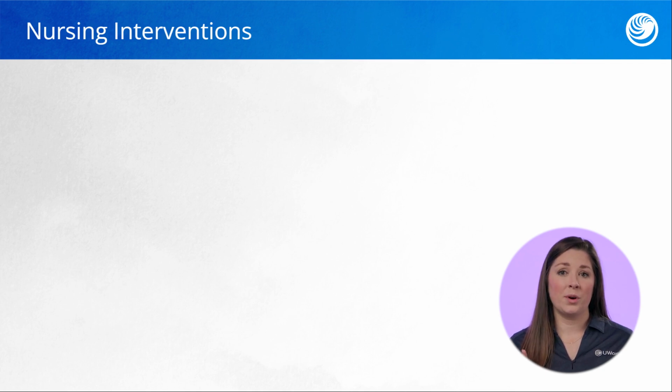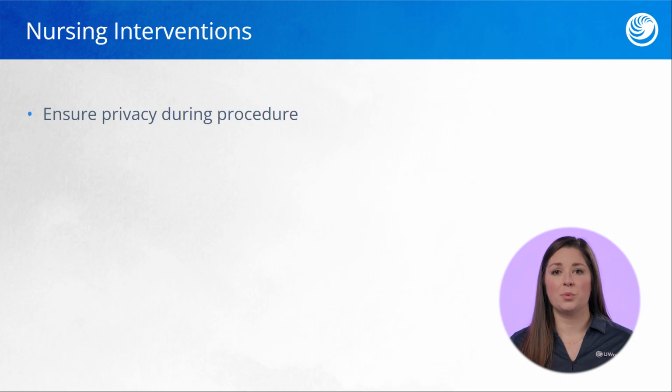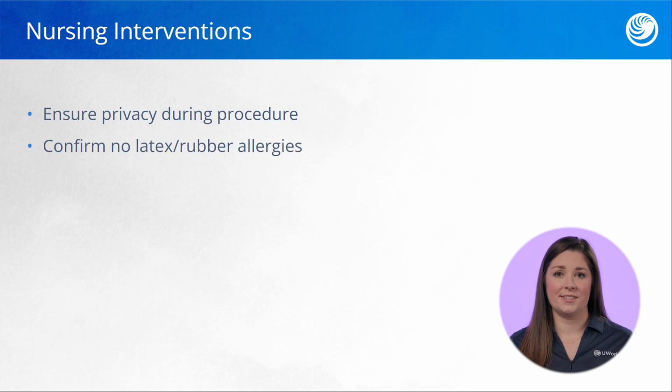One of the number one priorities is to ensure that the client has privacy throughout this procedure. The nurse can do this in many ways, by closing the door, closing the privacy curtain, and ensuring that any other body part that's not involved in the procedure is covered. The nurse also needs to check or verify if the client has any latex or rubber allergies.